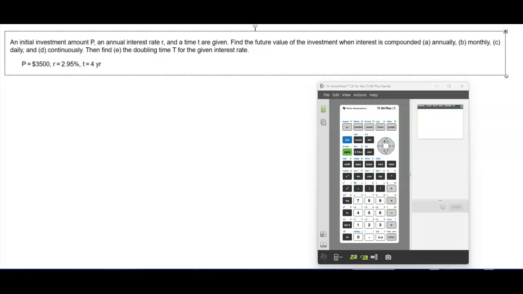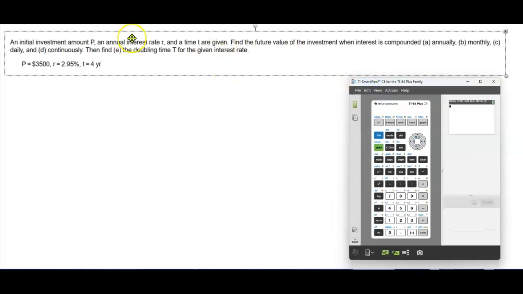Here we have to apply a growth rate of 2.95% to this principal of $3,500 over 4 years. And this problem is meant to just illustrate the idea of compounding. We're going to do it over various methods: annually, monthly, daily, ultimately continuously.